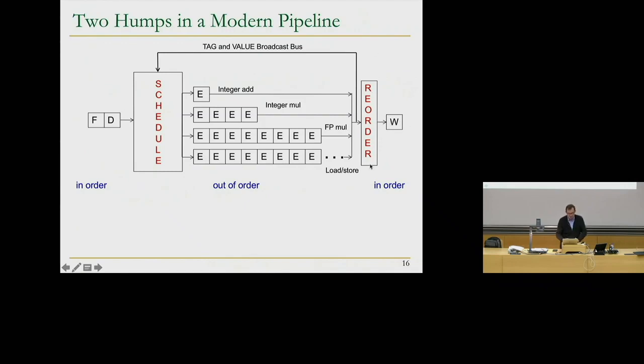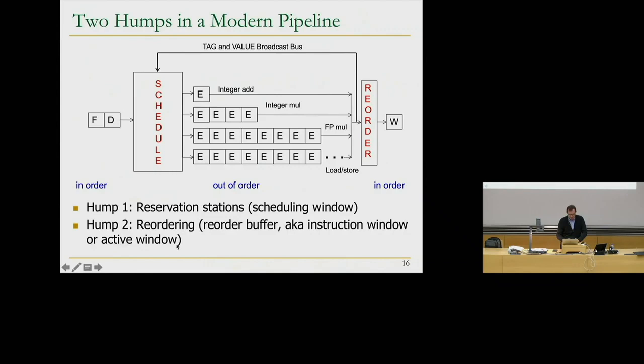So this part we've already covered. This part we've already covered. Now we're going to look at this part. This part of the pipeline is really completely out of order now, the scheduling. So the first one is reservation stations. It's also called the scheduling window. And the second one is reordering. So you have a reorder buffer, instruction window, or active window.